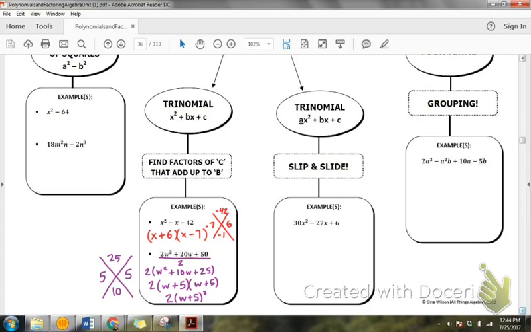Trinomial again. This time we also have 3 terms. But what do you notice they say here? A is actually a number, right? And so when A is a number, they do the slip and slide method. We're not doing the slip and slide.